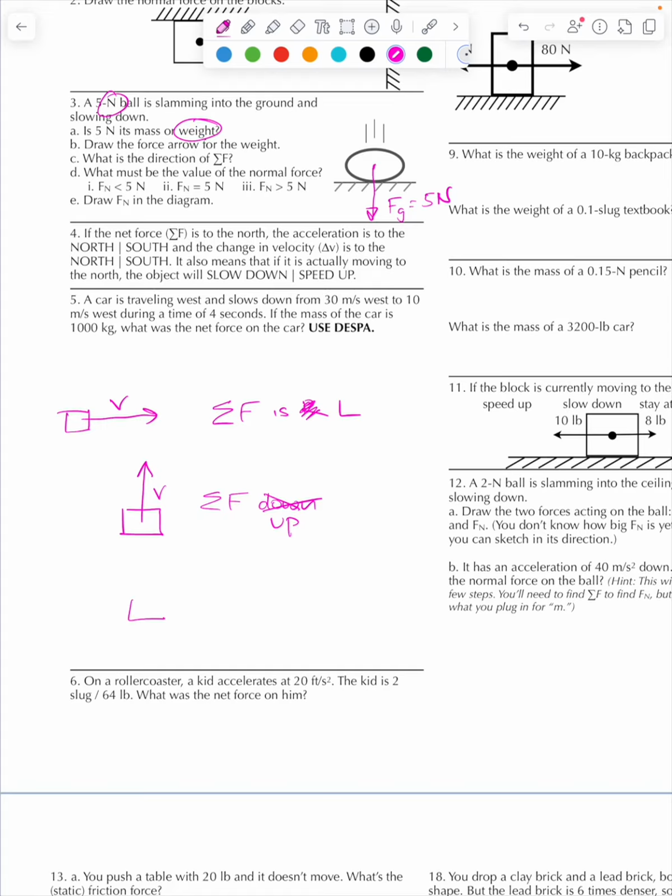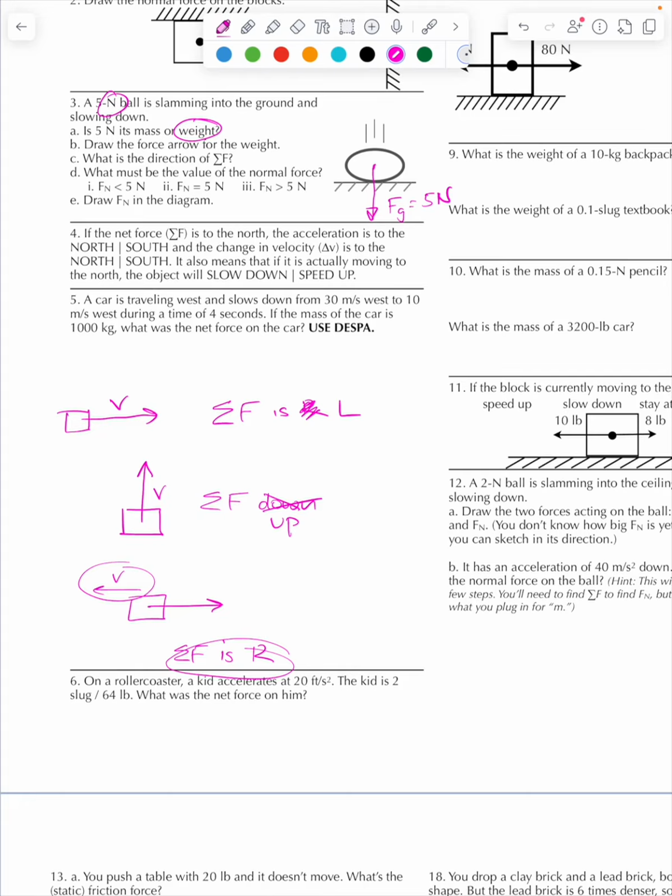Let's say that I have some box again, and I know the net force is to the right. Again, we don't draw net forces on objects, so that arrow doesn't mean anything. But let's say the net force is to the right. And now I'm going to say that the box is slowing down. So if the net force is to the right and it's slowing down, which way is the box currently moving? It must be moving to the left, right? And that kind of makes sense. If it's moving to the left and the net force is to the right, that means the object slows down. Okay, so that's kind of an important point.